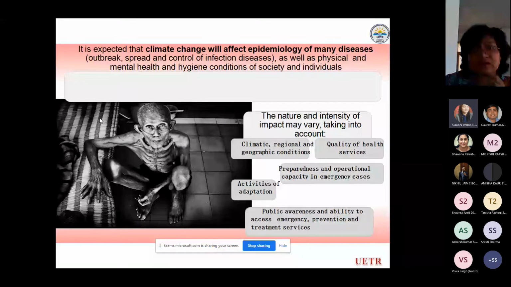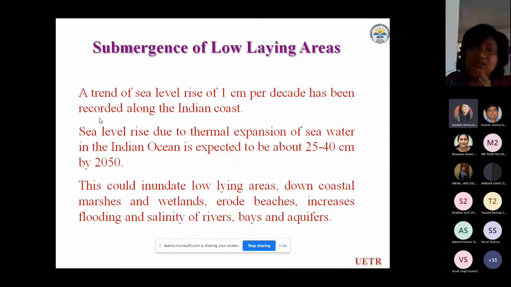Climate change will affect the epidemiology of many diseases, the outbreak, spread and control of infectious disease. Okay. The quality of health services is also related to climate change. Submergence of low-lying areas is also a major problem.